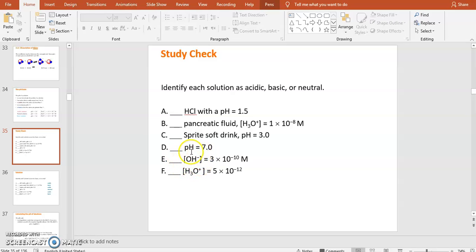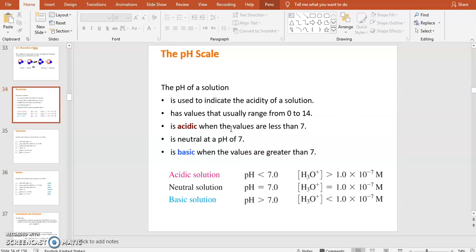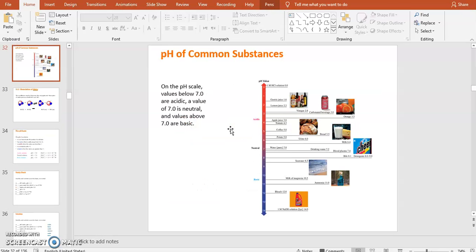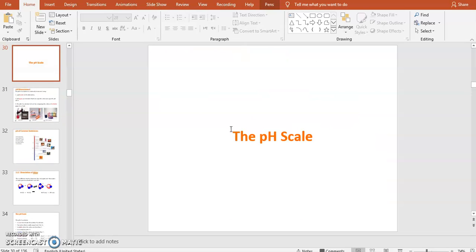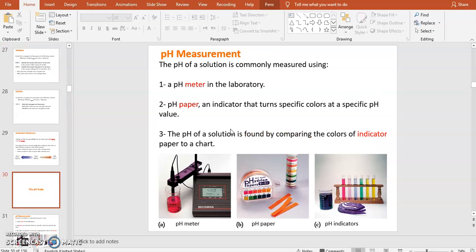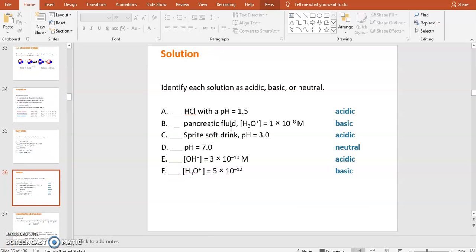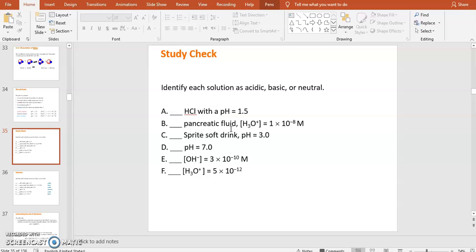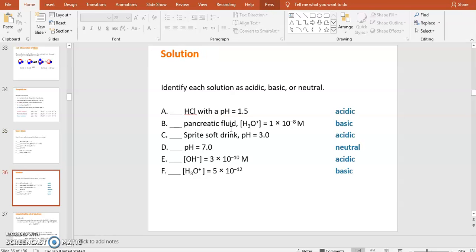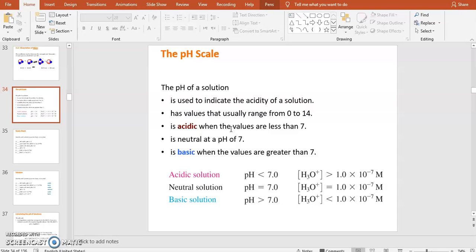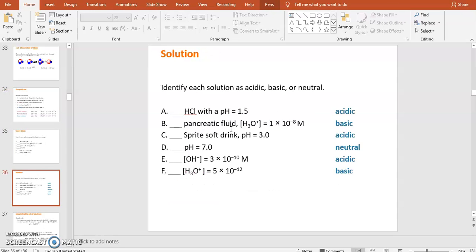pH 7. Then we have neutral. The concentration of the OH is 3 times 10 to the power of minus 10. How much again? It's bigger than, where is it? Oh, I am here. Sorry. So it's an acidic solution. The hydronium ion concentration is 5 times 10 to the power of minus 12, which is bigger than 10 to the power of minus 7. Then we do have a basic solution.